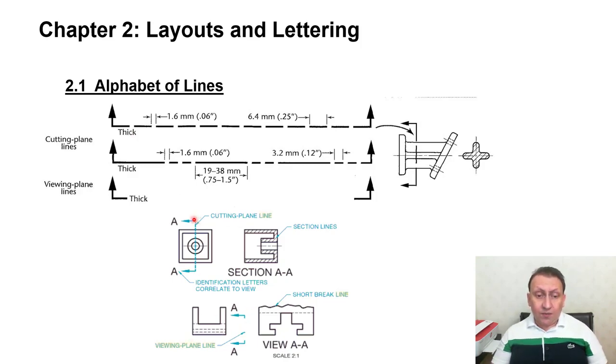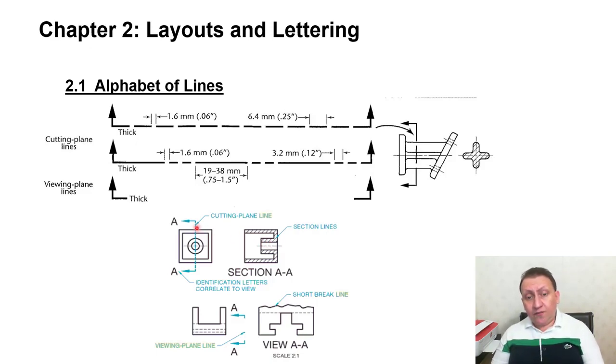For cutting plane line, from the name, it has to cut the object. So I place the cutting plane line in the middle of the hole. So I'm cutting the object in the middle. If I use it to cut the object in the middle, I should use cutting plane line. And how do I represent the cutting plane line? As I said, arrow in the top, arrow in the bottom, then dashes, and these dashes have to be thick. Okay? And then go to this side.